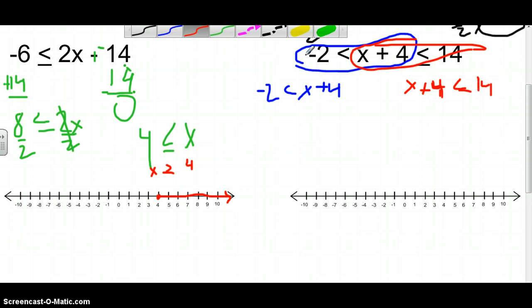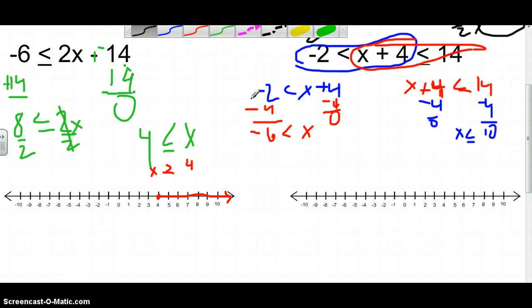Okay, so that middle part goes to this side and this side. We've got to separate them out. And that's just simple solving. Look over here, we got to get x by itself. The opposite of adding 4 is subtracting 4, or positive and negative 4. So we get negative 4 here, and that gives me negative 6 is less than x. Then we're going to come over to the other side, and again we're going to subtract the 4. Positive 4, negative 4 is 0. Subtract the 4 here, and that is 10. So that's x is less than or equal to 10.